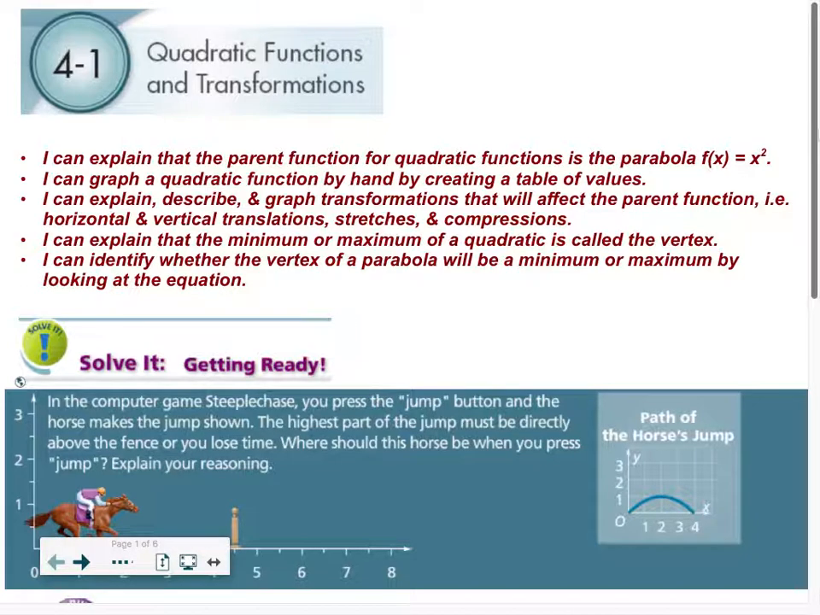Sweet, Andrew. I can explain that the minimum or maximum of a quadratic is called the vertex. Last one, Deshaun. I can identify whether the vertex of a parabola will be the minimum or maximum by looking at the equation. Nice.